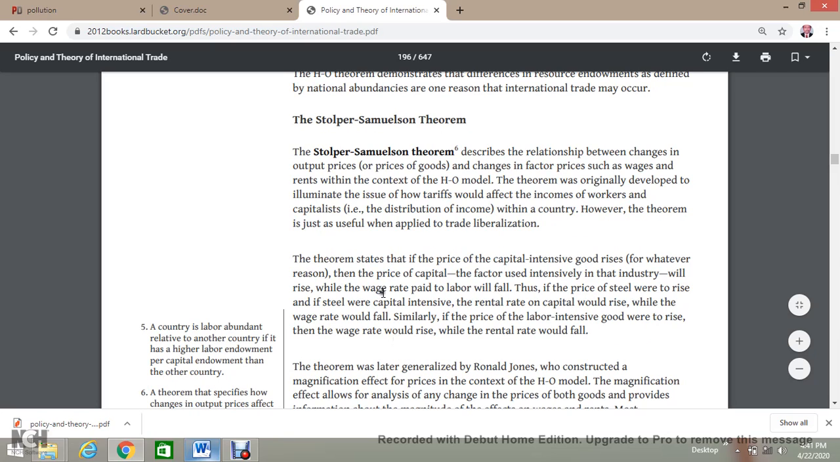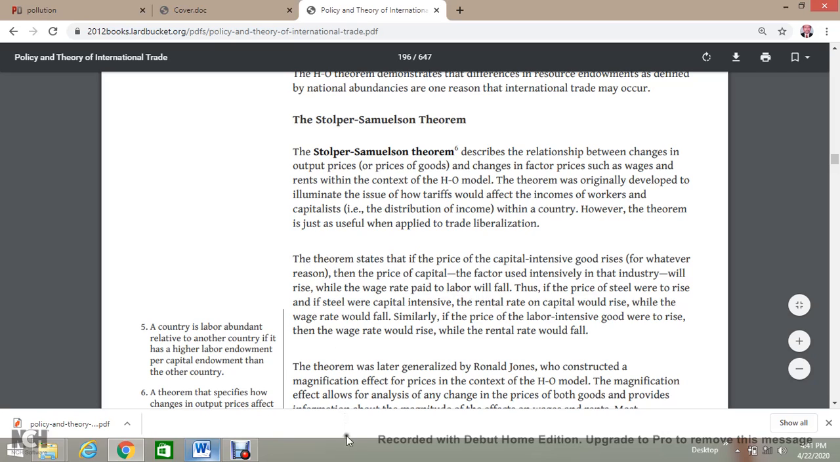What does the theorem state? It states that if the price of the capital intensive good rises for whatever reason, then the price of capital, which is used intensively in the industry, will also rise, while the wage of labor will fall. So what does it mean? Let us understand like this.